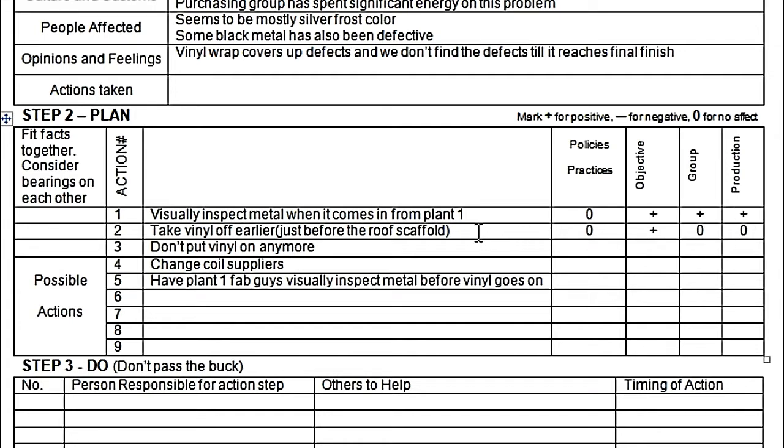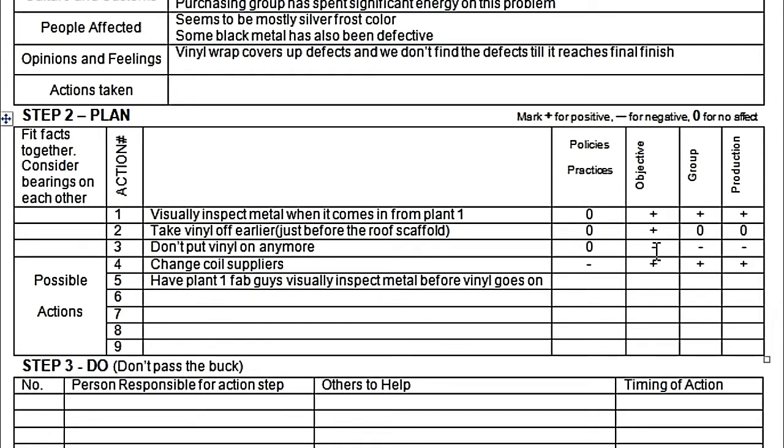Another action step is to take vinyl off earlier, just before the roof scaffold, and we went through and rated those again. So you're going to want to come through here and rate each one of these. Make sure you have them all rated. This might be a positive, negative, negative. Change coil suppliers. That might affect policies and practices, but it might meet the objective, might have a positive effect on the group, and might positively affect production.